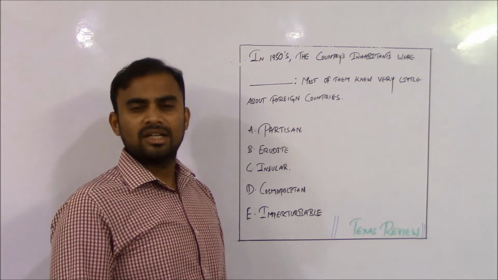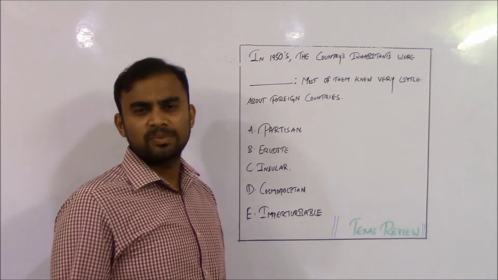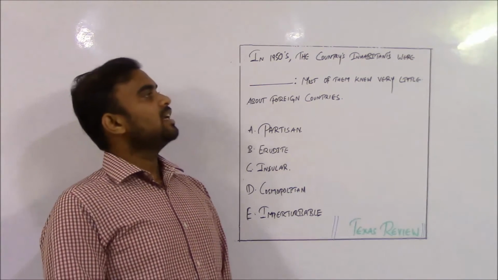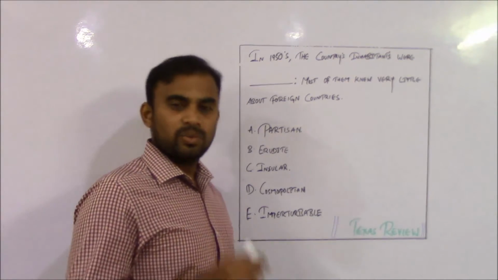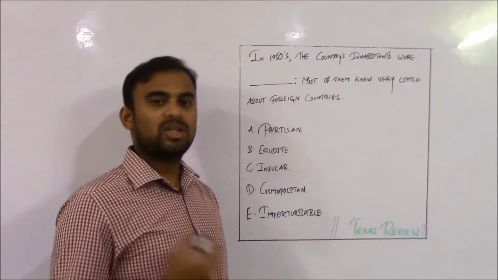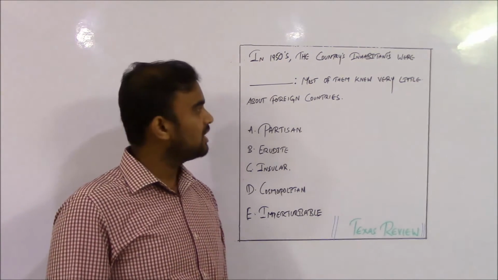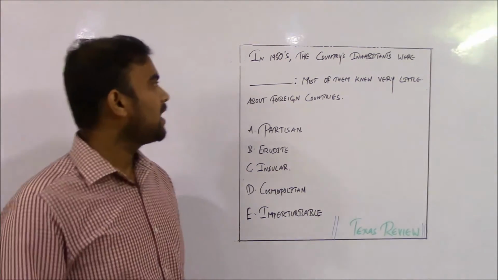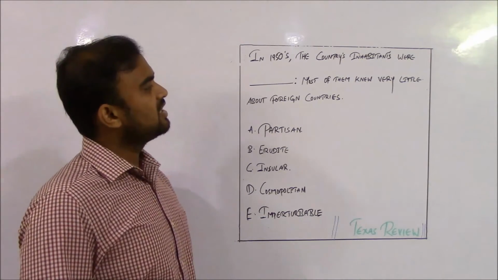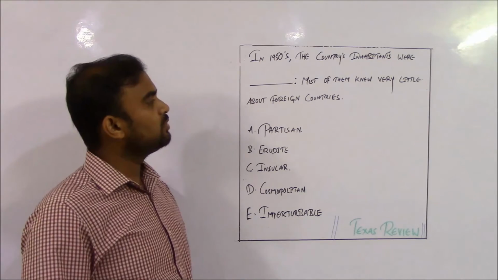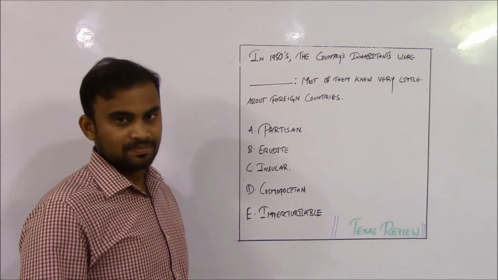Today let's see how a typical single blank text completion question looks like, and let's also try to solve this question. Now, every text completion question will ask you to fill the blank with a single answer, and that's what text completion means. Now, let's read this question. In 1950s, the country's inhabitants were dash, colon: Most of them knew very little about foreign countries.